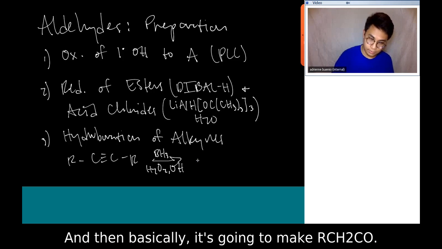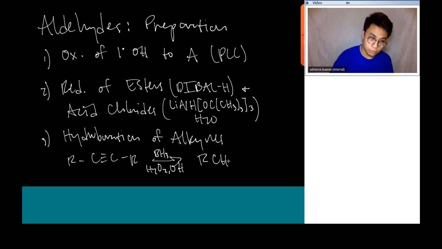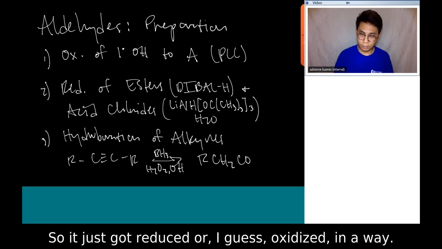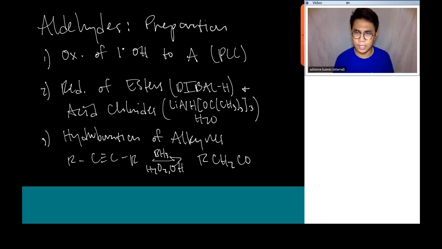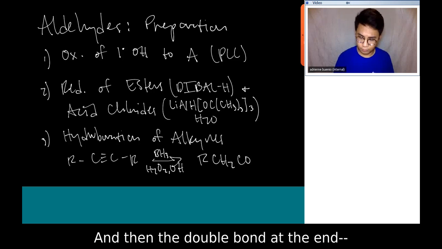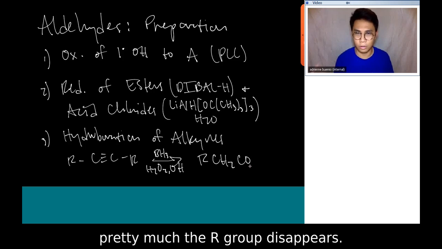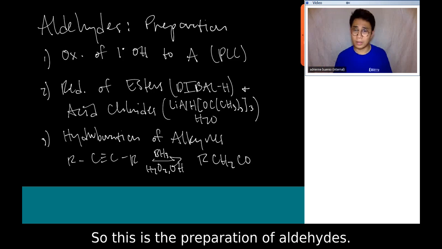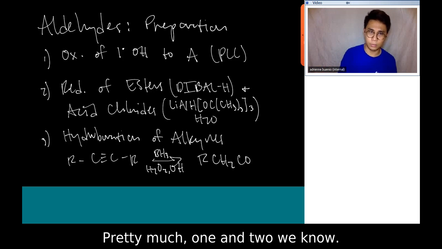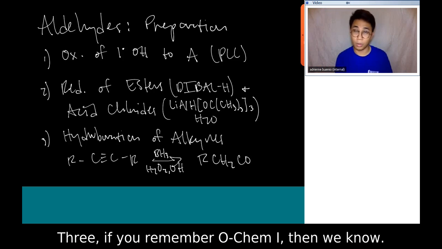And then basically it's going to make RCH2CHO. So it just got reduced, right? Or I guess oxidized in a way. Yeah, we'll say reduced because of the CH2. And then the double bond at the end. Pretty much the R group disappears, right? So we have an R group somewhere. So this is the preparation of aldehydes, right? Nothing too crazy. Pretty much 1 and 2 we know. 3, if you remember OCHEM 1, then we know, right?